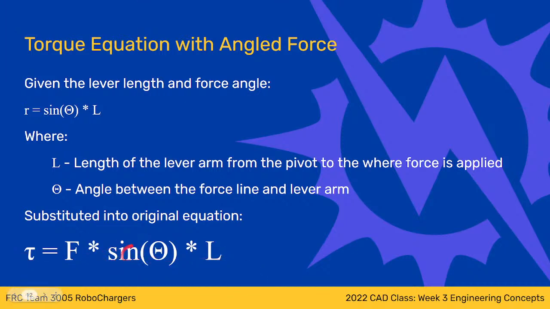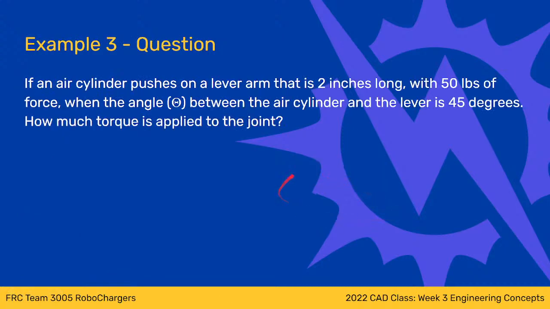We just have to use our calculator or whatever to figure out what the sine of the angle is. So figure out what the angle is, however you need to, then find the sine of it, and then just multiply everything together, and you're good to go. So let's do a little example here, kind of what I was talking about before.